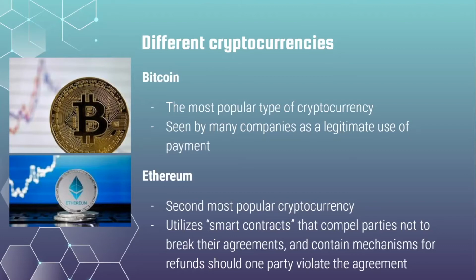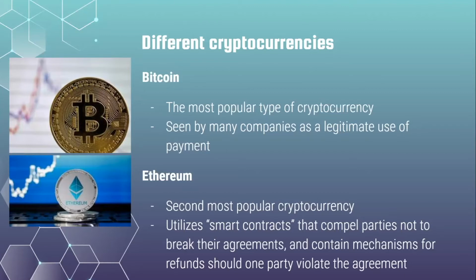So as I said, it's the most popular type of cryptocurrency, and it's seen by many companies as a legitimate use of payment. It's being adopted more widely in the world. A lot of companies are starting to use that and accept that as forms of payment. A lot of people are using Bitcoin as a form of investment, and it's making its way onto Wall Street as more banks and different investment funds are looking to buy Bitcoin as part of their investment portfolios.